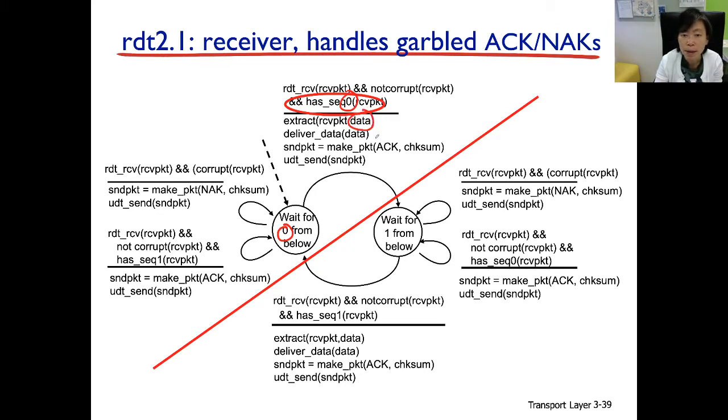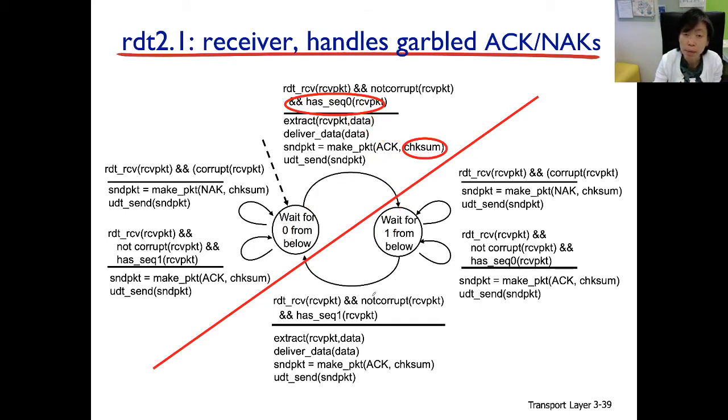Let's extract the data, pass it up to the application layer, generate the ACK packet, but this time including the checksum. This is coded in RDT 2.1 because we are now assuming the ACK/NAK could also be corrupted. So the checksum here is to enable the data sender to check whether the ACK packet or the NAK packet is corrupted. So that ACK packet with the checksum will be generated and sent back. All right, straightforward.